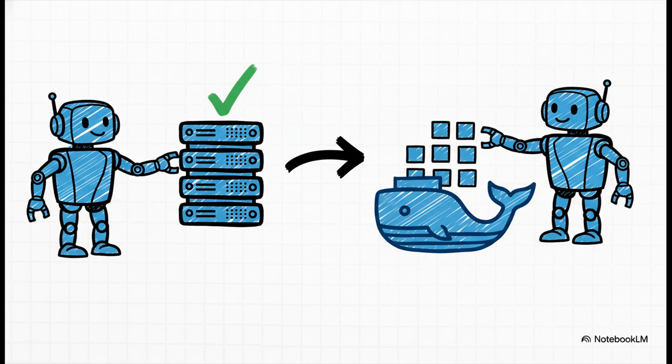So, look at that. Agent 1 has finished the backend API. Awesome. We don't even pause. We immediately give it a new task. Go ahead and deploy the project using Docker. And this is all happening while our second agent is still busy working away on those front-end components. Absolutely no downtime, no waiting around.